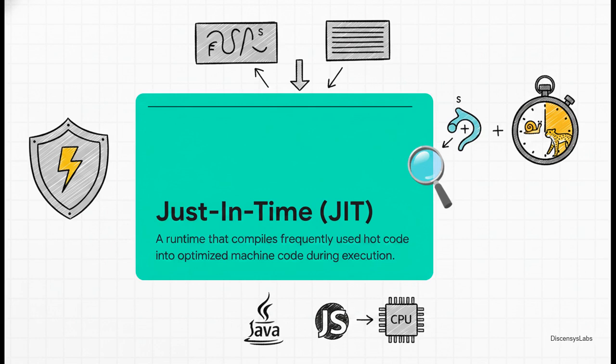JIT is this advanced, hybrid runtime model designed to basically give us the best of both worlds. It's the absolute secret sauce behind the Java virtual machine and modern JavaScript engines like V8, which, by the way, is what powers Google Chrome and Node.js. JIT systems don't force you to choose between slow flexibility and rigid speed. Instead, they dynamically combine them right in the middle of execution.